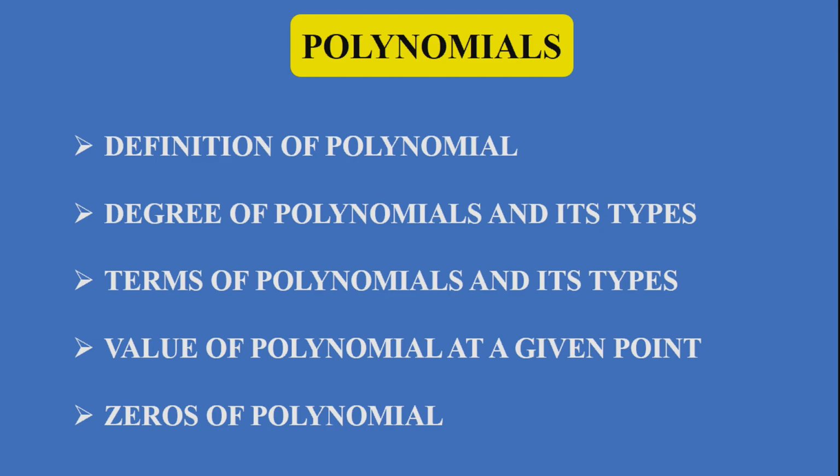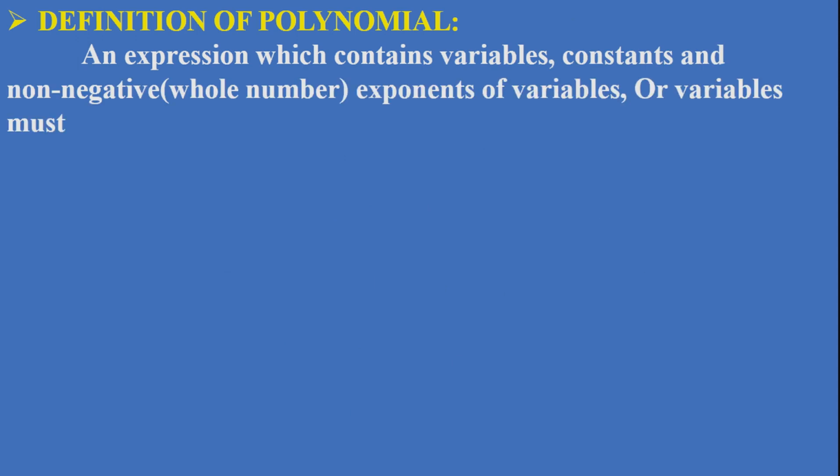The first one is definition of polynomial. Second one is degree of polynomials and its types. Third one is terms of polynomials and its type. Fourth one is value of polynomial at a given point. And the last topic which we have to cover today, that is zeros or roots of polynomial. So now let's start the first topic, that is definition of polynomial.